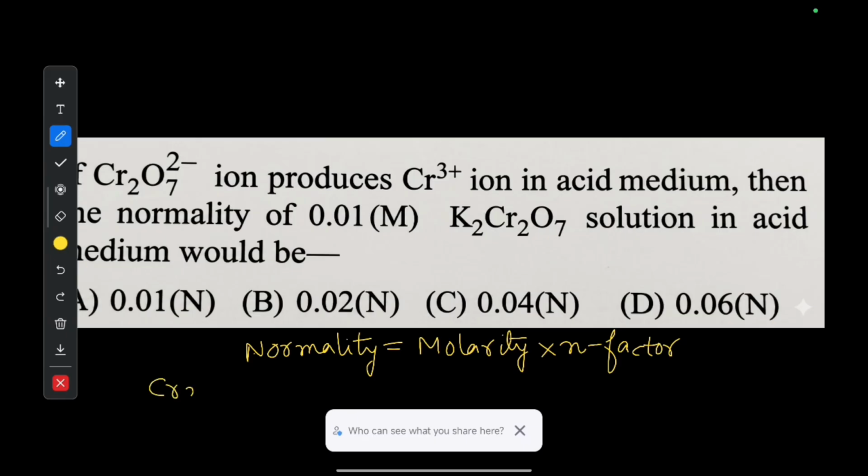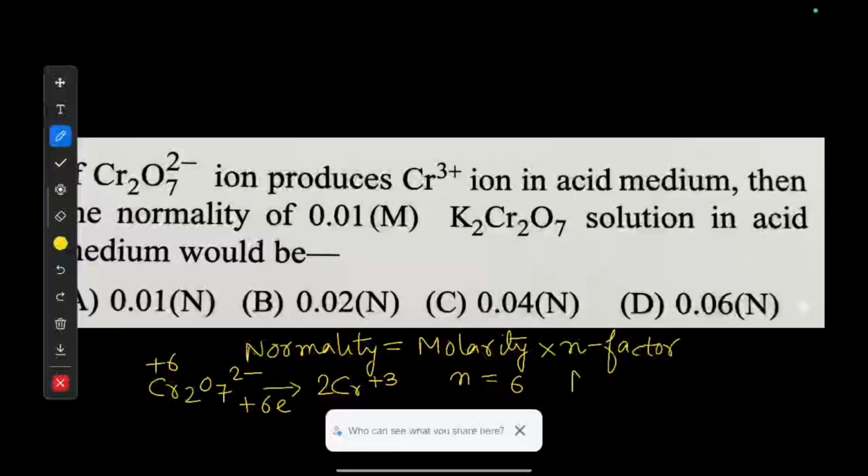That means from dichromate Cr2O7 2 minus, where chromium is in plus 6 state, it is changing to chromium plus 3. Per chromium 3 unit change. That means for 2 chromium, it is total of 6 electron change. So for this reaction, N is equal to 6. I hope you have understood why it is 6. Dichromate to chromium plus 3, 2 chromium on both the side. Per chromium 3 unit, that means for 2 chromium 6 unit.